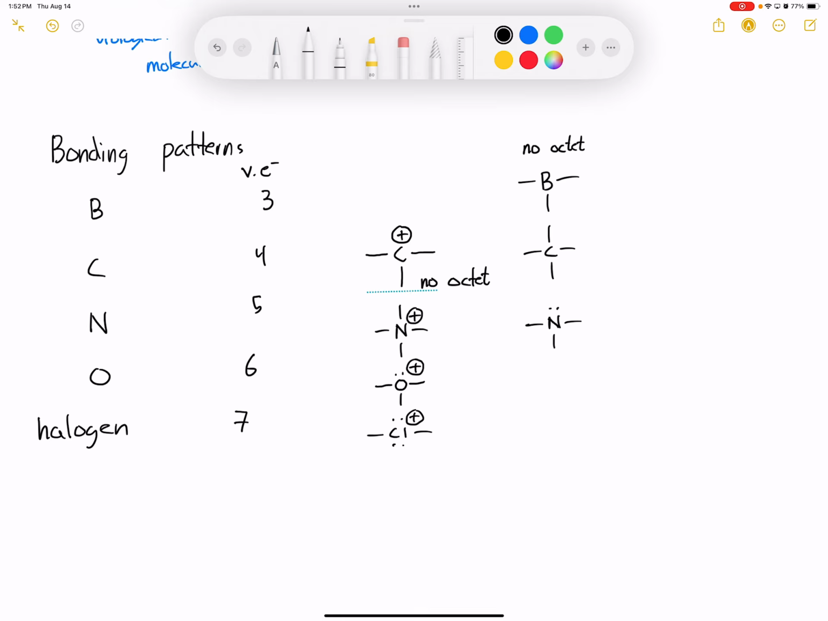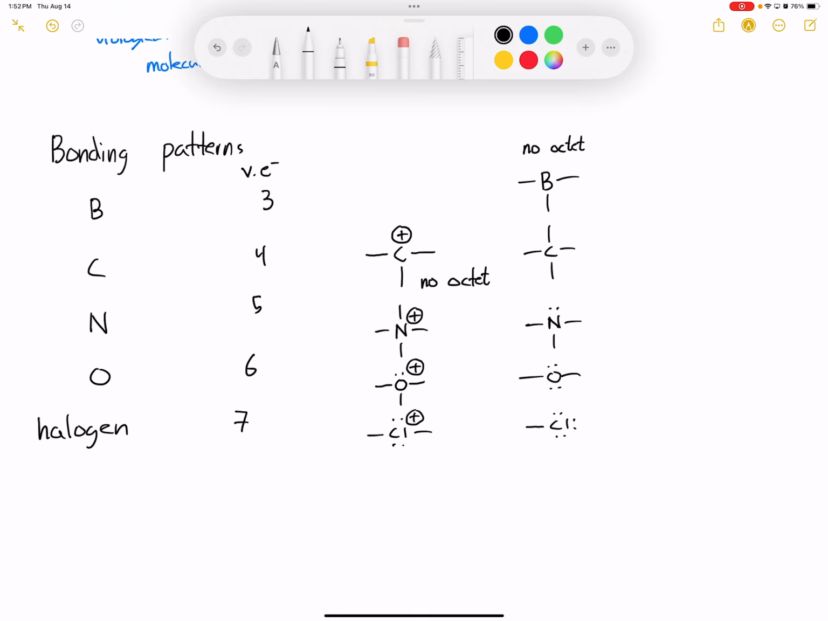How about oxygen? What do you think oxygen is? 2, right? Use water as an example. Like that, okay? All right, how about halogen, say chlorine? 1, right. So after you go from boron, it goes in order 4, 3, 2, 1. All right. Now, you'll see these types of bonding patterns. That's why I introduced it.